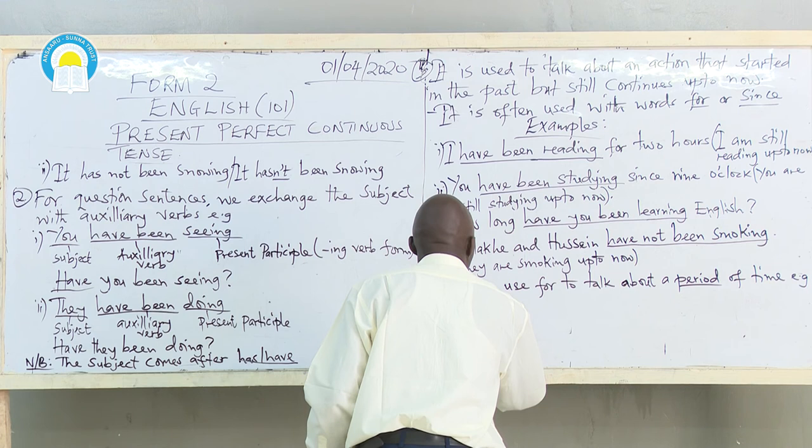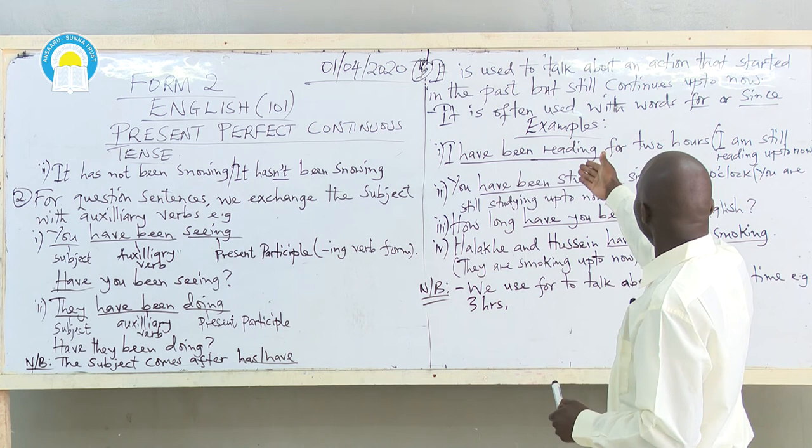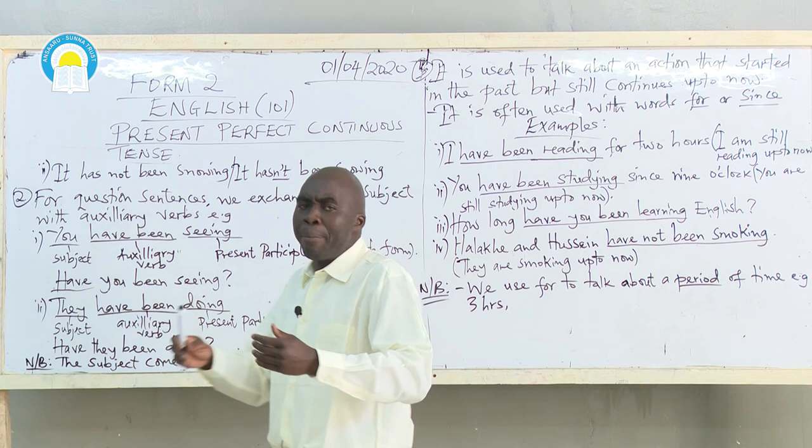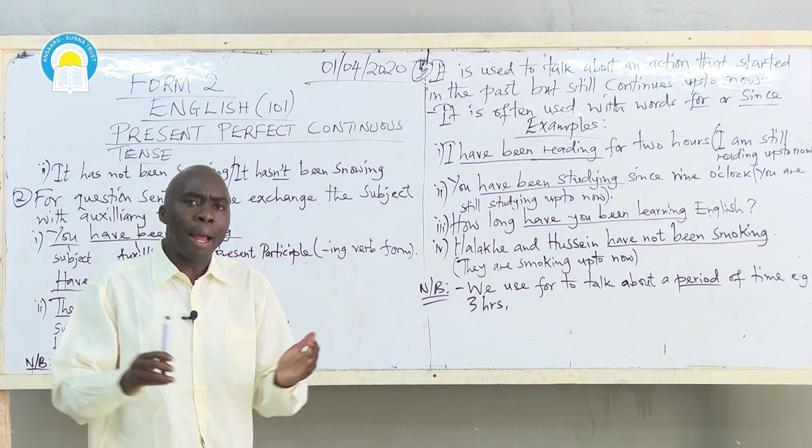So you can talk of, let us use the example of the question that we asked: how long have you been learning English? I've been learning English for 3 hours, meaning that we are talking about a period of time. It is not specific. For the last 3 hours, you have been taking a period of time to learn this English.